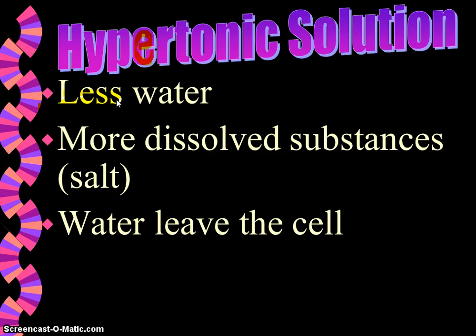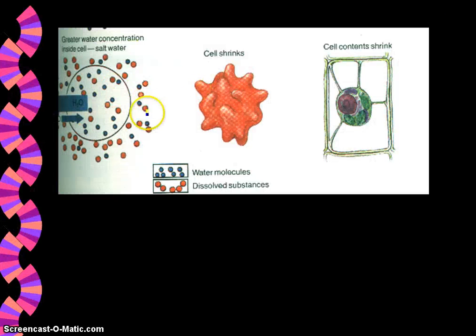Now, this can cause the cell to shrivel up. We can see that it shrivels up because water is leaving the cell. And for a plant cell, it goes through wilting or plasmolysis. Do you remember when we said the cytoplasm doesn't fill completely? Well, here it is.